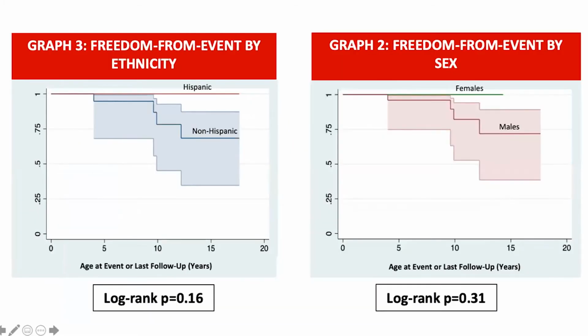So when looking more closely at differences in freedom from event when stratified by sex and ethnicity, neither comparison demonstrated statistically significant differences in their curves. However, again, likely due to an issue of power, but just something to note.